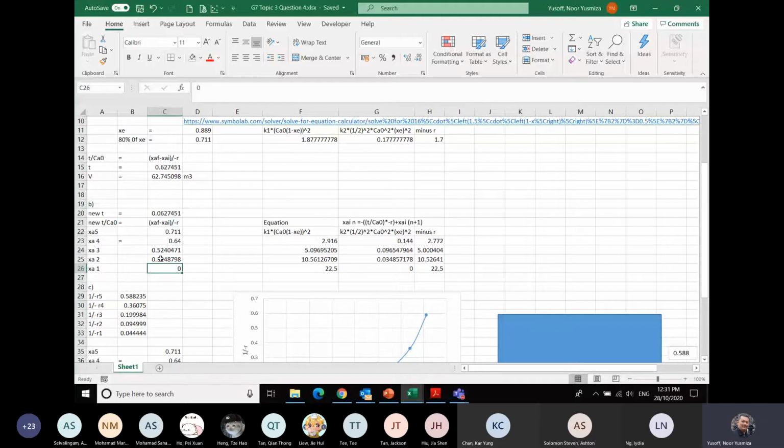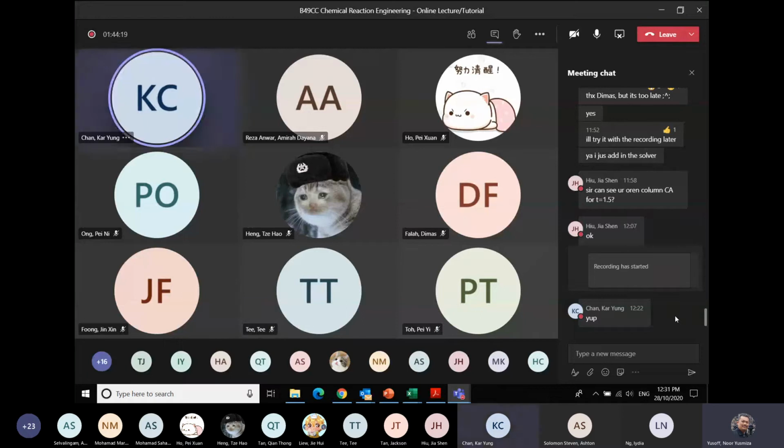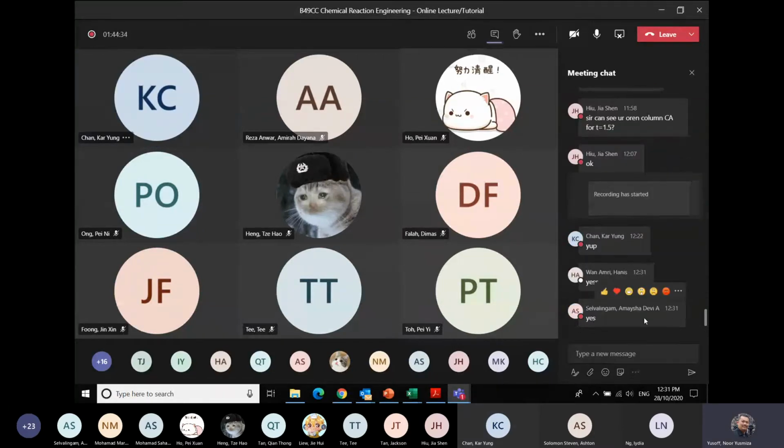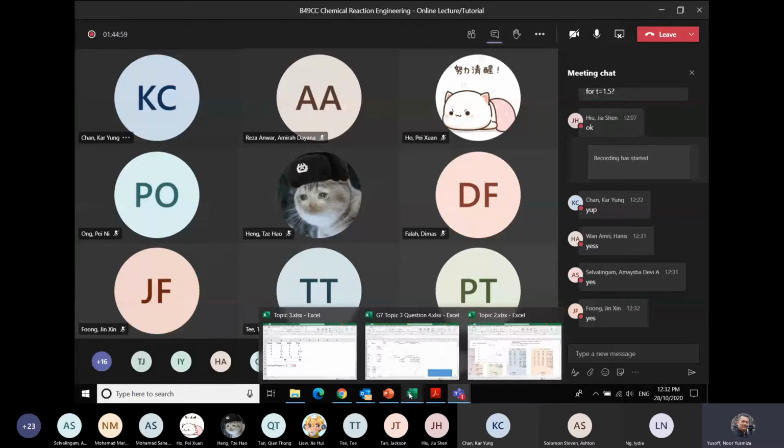Okay, all right, acceptable. So can you guys follow Kayung's solution here? Just double check the chat box here whether you can follow Kayung's solution. Anyone? Yes, Amisha says yes. What about the rest of you? Hanis also says yes. Please let me know if you cannot follow the solution, because Kayung's solution is given in Excel form and there's a lot of formula there. Okay, good. We can move on to the next part.